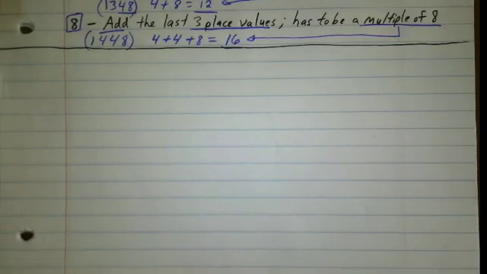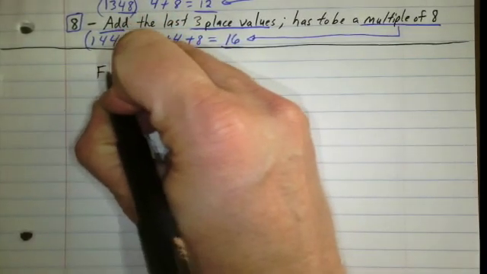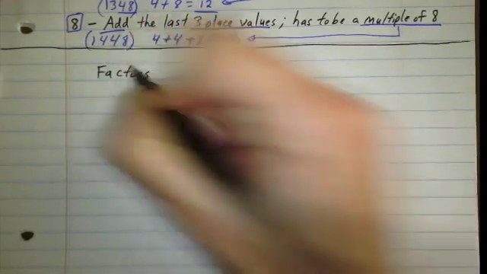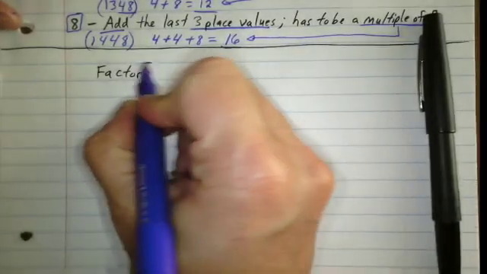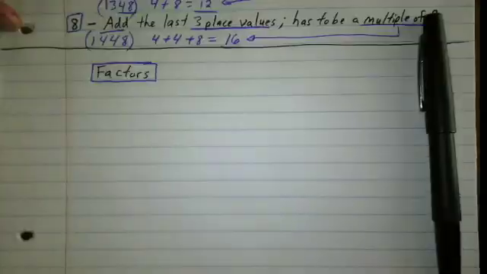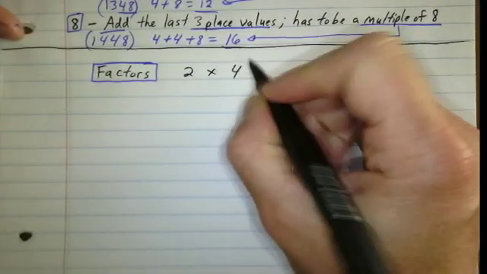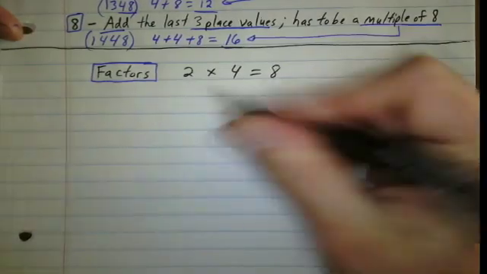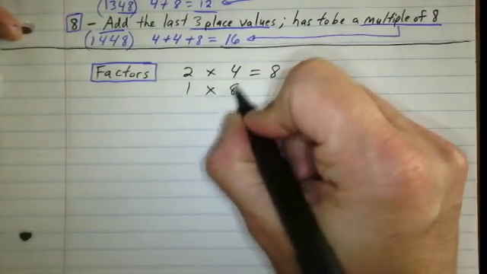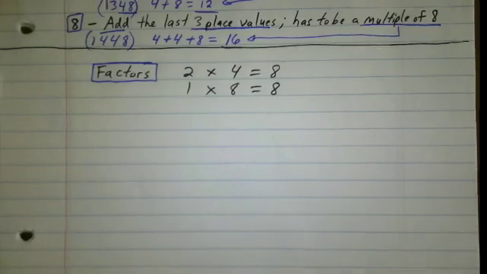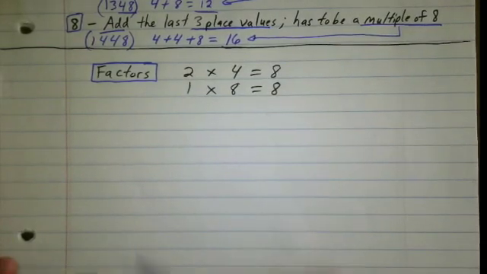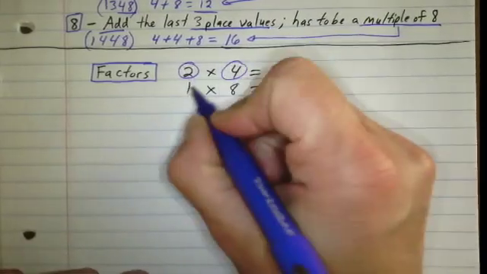This is going to probably be a review. Factors is the term. So I'm going to box in factors. I'll give you an example. If I say 2 times 4 equals 8, or if I said 1 times 8 equals 8, could you circle the ones that are the factors? So you would be circling 2, 4, 1, and 8.